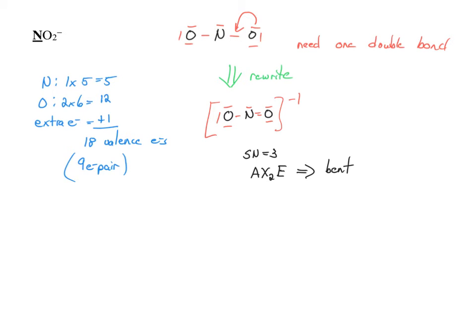But for the geometry, we look at the steric number and the types of electron density. So our steric number is 3. There's 2 regions of bonding electrons, 1 of non-bonding. So it's AX2E. The result is a bent molecular geometry.